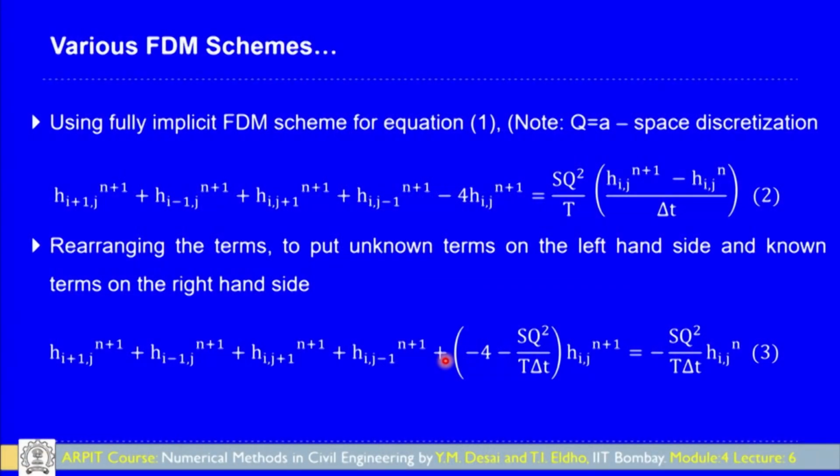we can write h i plus 1 j n plus 1 plus h i minus 1 j n plus 1 plus h i j plus 1 n plus 1 plus h i j minus 1 n plus 1 plus minus 4 minus s q square by t delta t, the h i j n plus 1 is equal to minus s q square by t delta t h i j n. So, by putting the unknown values to the left and known values to the right. So, please remember q is equal to a, the space delta x equal to delta y.